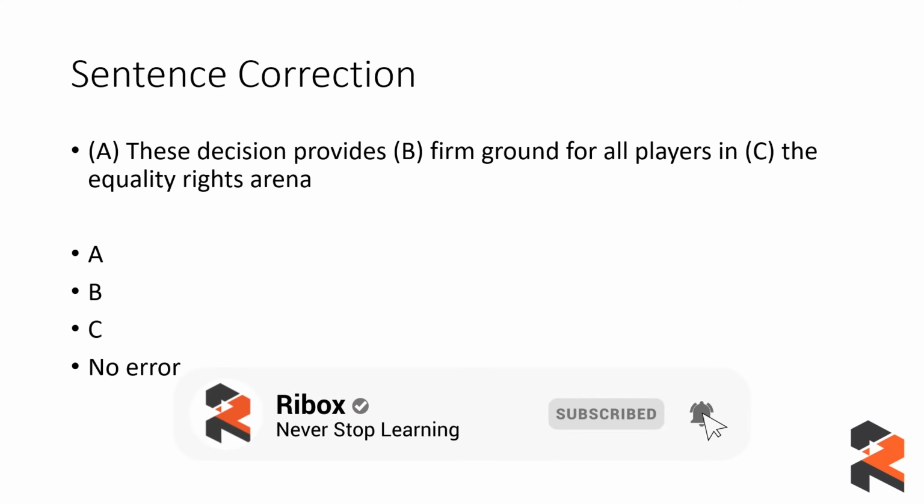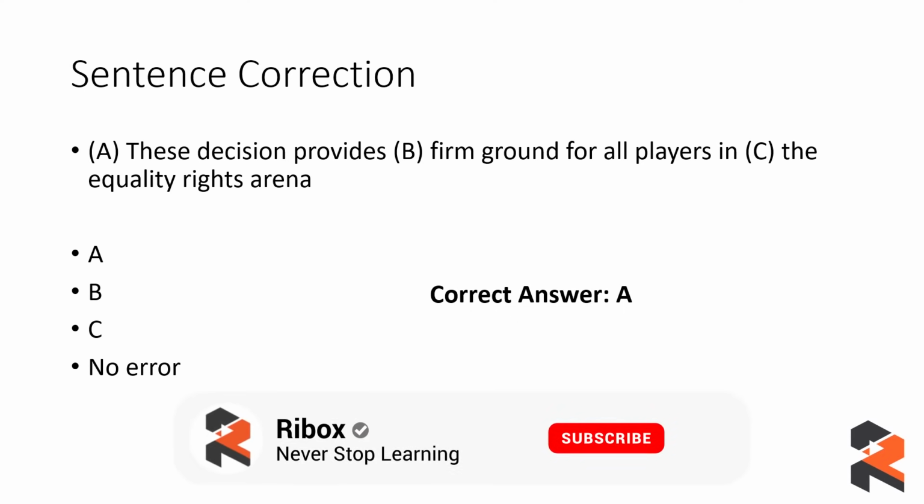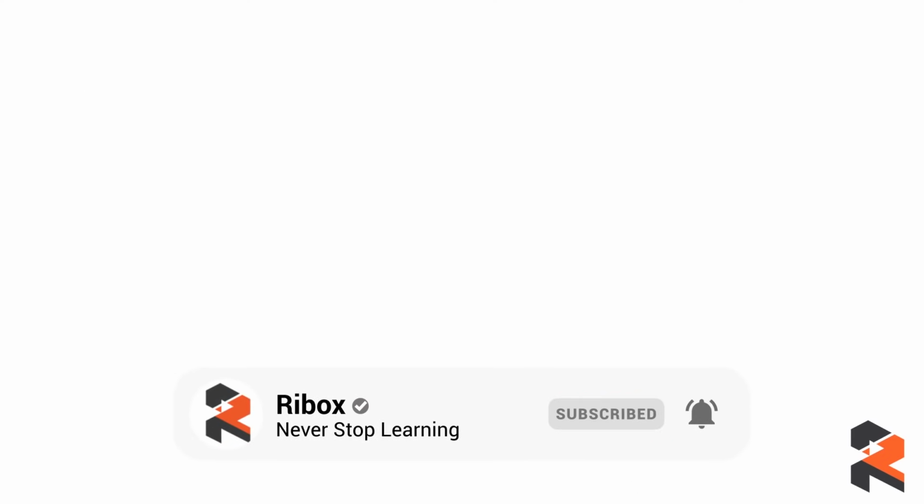These decisions provide firm ground for all players in the equality rights arena. Now if you look at the first part of your sentence, it says these decisions provides, which is wrong. It should be these decisions provide. So there is an error in the part A of your sentence. So your answer will be A in this case. So there is an error in the first part of the sentence, and the rest of it is fine. So that should not be a problem. Let's look at another question.